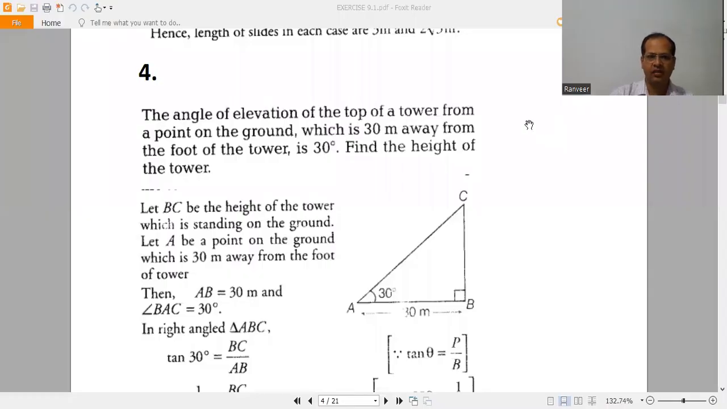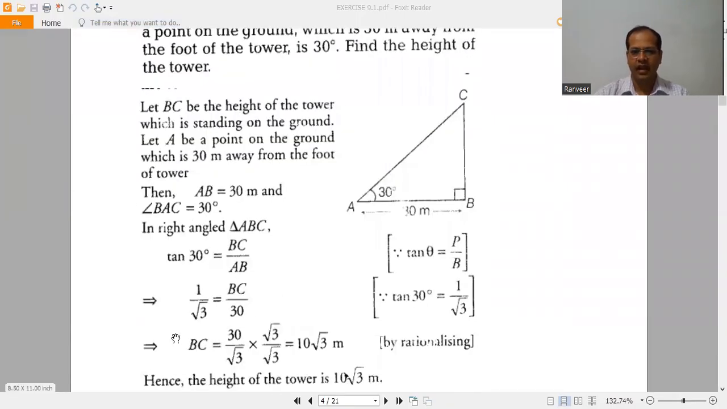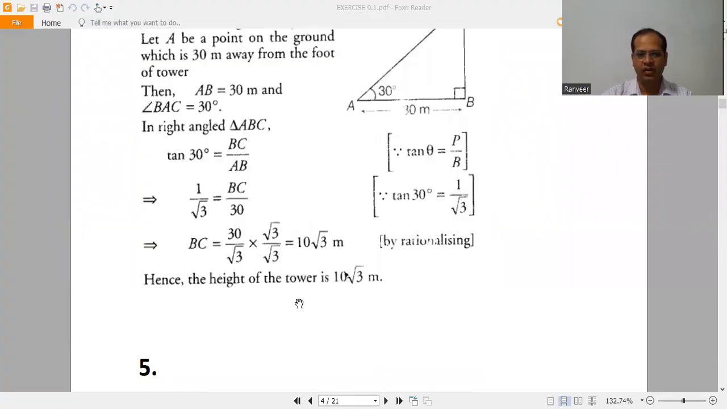The angle of elevation of the top of a tower from a point on the ground, which is 30 meter away from the foot of the tower, is 30 degree. Now, according to the diagram, this is the case. AB is given along the ground. It is 30 meter, and the angle is 30 degree. Find the height of the tower. To find the tower height, this value divided by this value is tan 30 degree. The tan 30 degree value is 1 by root 3, so BC by 30, and the BC value, after rationalizing, is 10 root 3 meter.